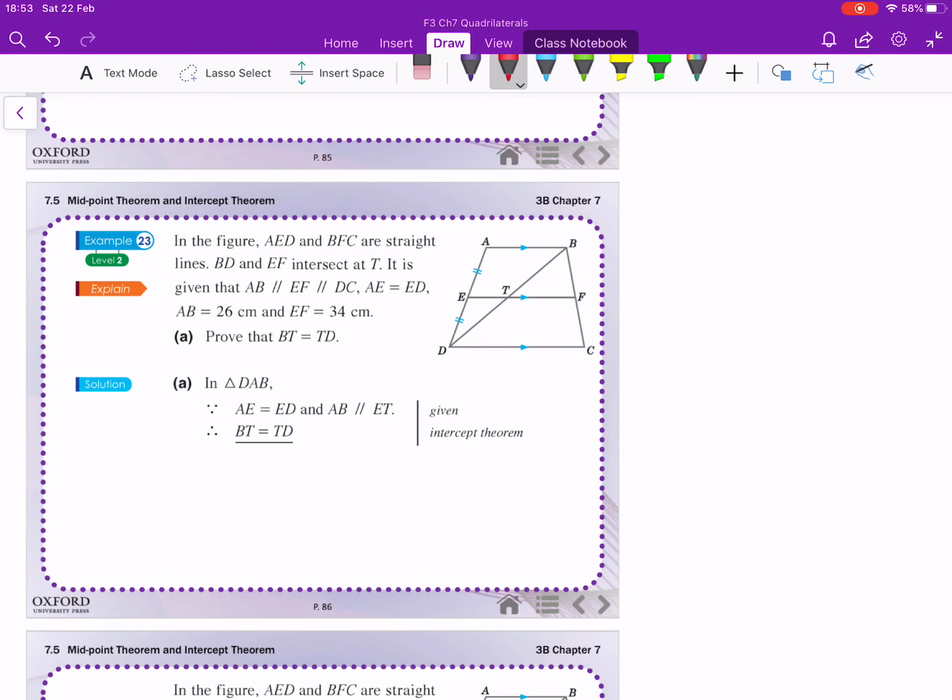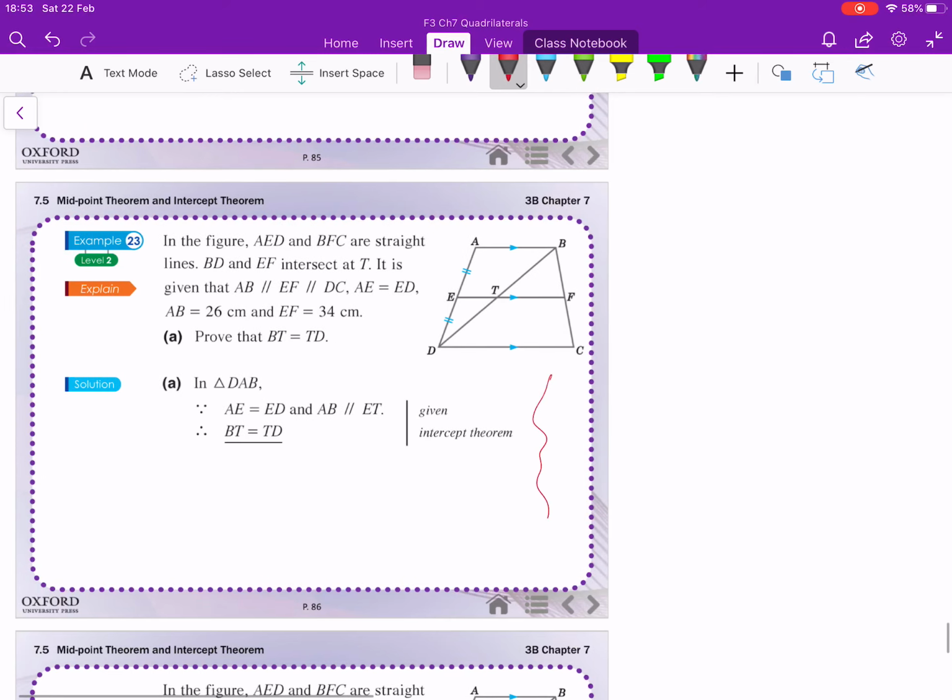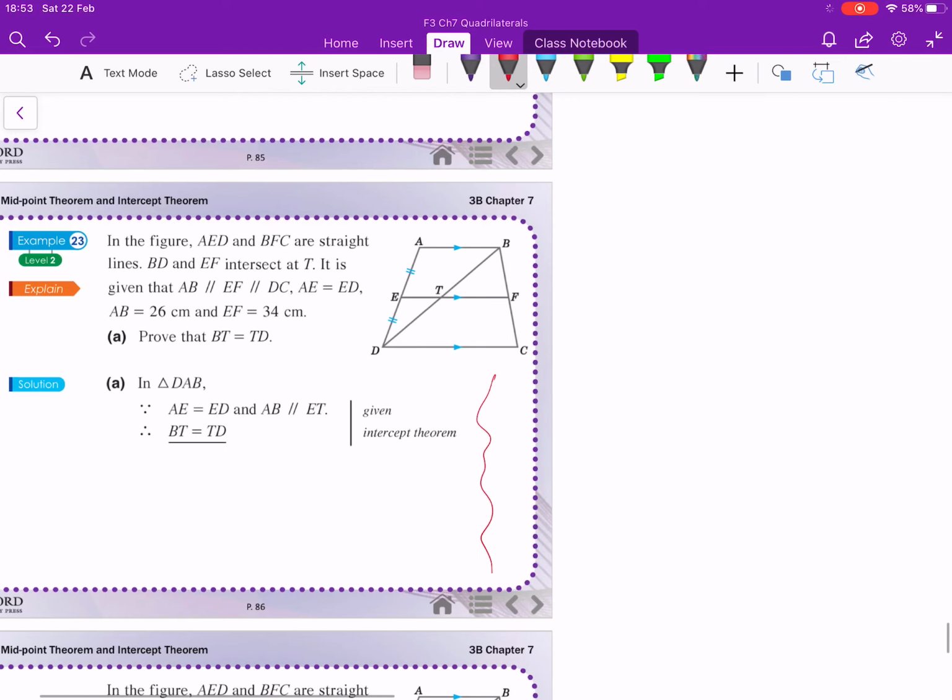Okay, this one. Part A first. It asks you to prove that BT equals TD. Okay, this is the solution. Seems easy. If I use the stronger version to rewrite the solution, it becomes something like this. Focus on the triangle here because BT is here. We know that this one is parallel to this one. We have a pair of parallel lines in the triangle, so you may apply the Intercept theorem to it.